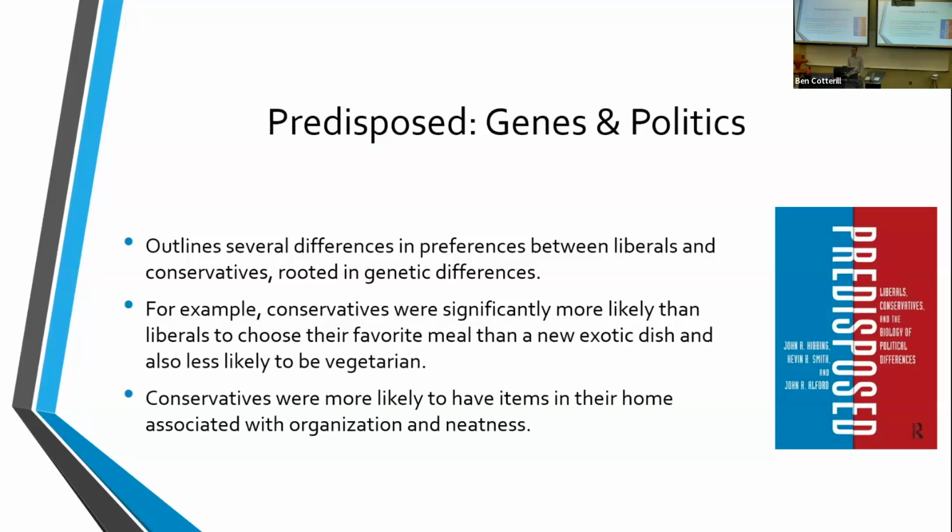Another very interesting text is the text Predisposed by Hibbing, Smith and Alford. Now, these are biologists, and so they are looking at the differences between those on the left and those on the right through a biological lens. What they observe in this text is that there are a number of differences in tastes and preferences between those on the left versus those on the right that they argue are rooted in genetic differences. And they begin the text by using a case from Berkeley to exemplify this.